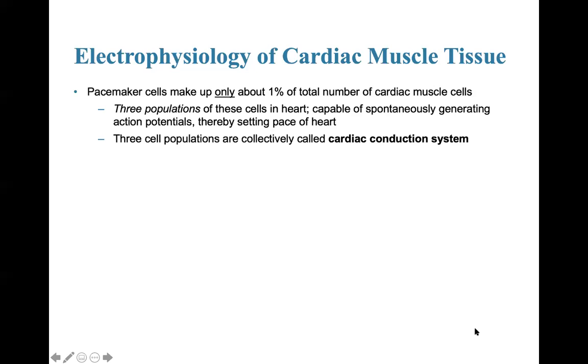The pacemaker cells make up only about 1% of the total number of cardiac muscle cells. 3 populations of these cells are located in the heart, capable of spontaneously generating action potentials, thereby setting the pace of the heart. These 3 cell populations are collectively referred to as the cardiac conduction system.